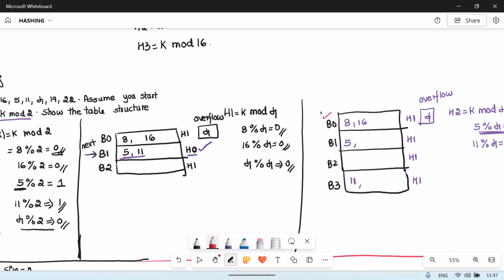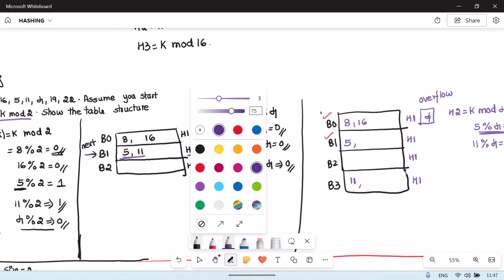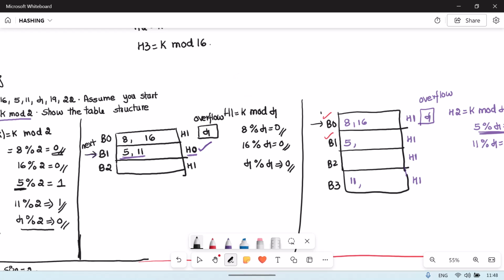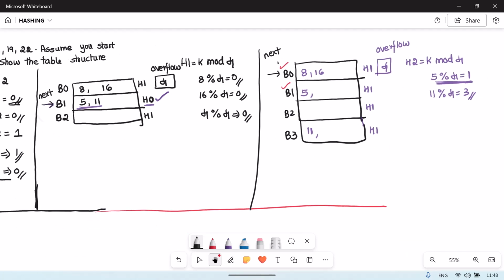The original ones were B0 and B1. They have been split correctly, right? So where do you place the next? Next will automatically come back to the first position. It will come back to the first position.